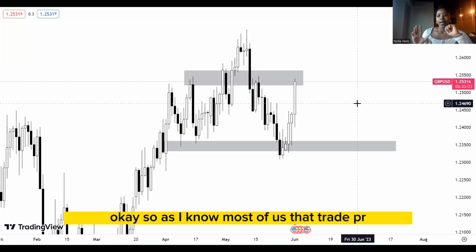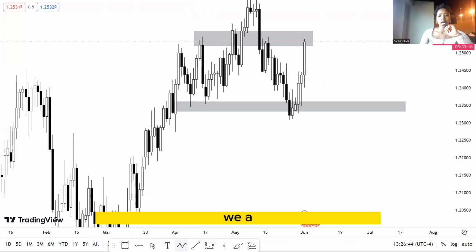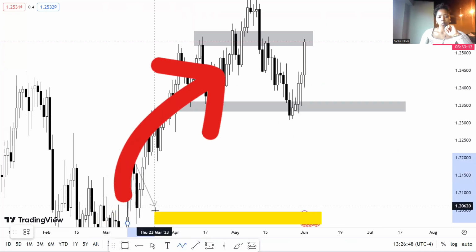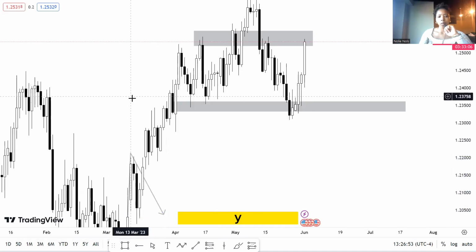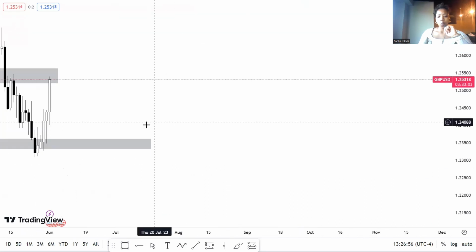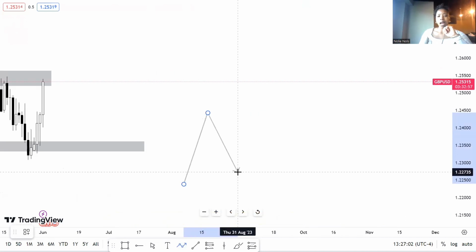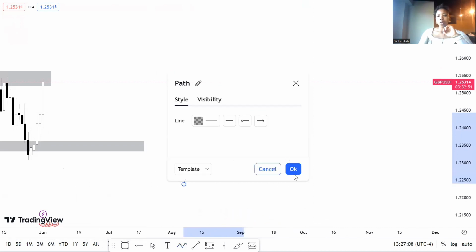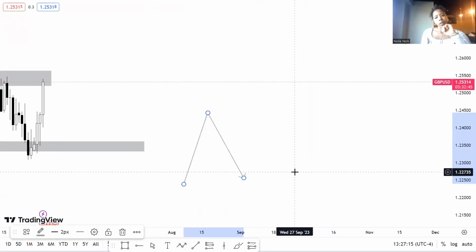Okay, as most of us that trade price action, we would look at the trend. We are looking at a nice high and a nice low. First of all, that nice high and that nice low for an uptrend is a V, which is going back to the smart money concept. The V is the buying model.